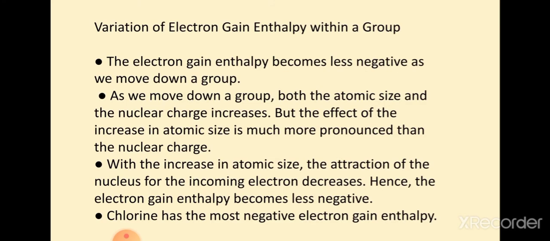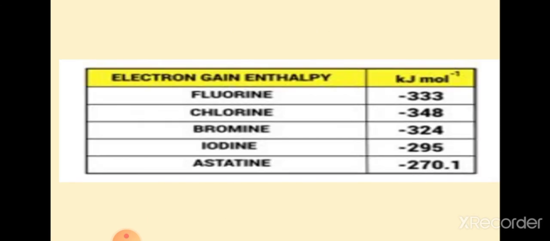Now let's see the variation of electron gain enthalpy in the periodic table. So in a group what will happen? In general, electron gain enthalpy becomes less negative in going down a group. Their values are highly negative for halogens. Here you can see a table I have provided, the electron gain enthalpy of halogens. Here one thing you can notice, that chlorine has a more negative value than fluorine. Here your question will be framed, give reason. So I'll tell you about it.